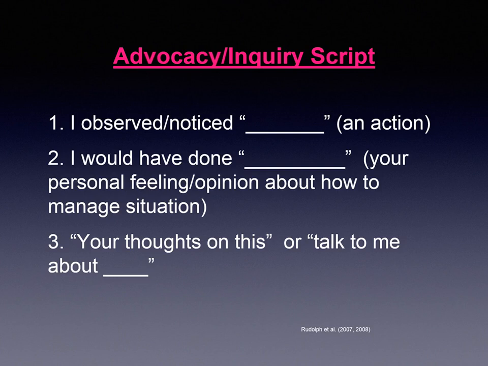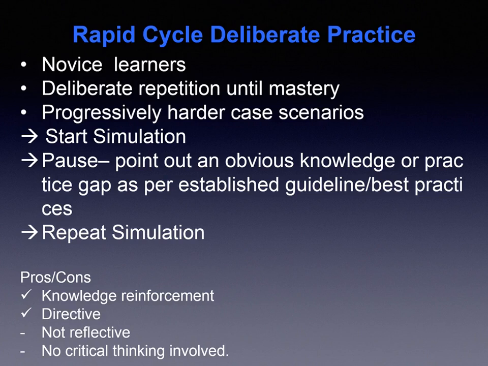in order to do this effectively. Here's a cheat sheet for this. There are multiple ways of doing this, but this is how I do it. There's a script. The first line goes, I observed or noticed blank, which is an action. I would have done it differently according to XYZ guidelines. What are your thoughts on this? It's very simple. Sounds a little strange, but you practice a couple of times and you get it. And I'm going to hand off to Dr. Vincent to talk about the rapid cycling.